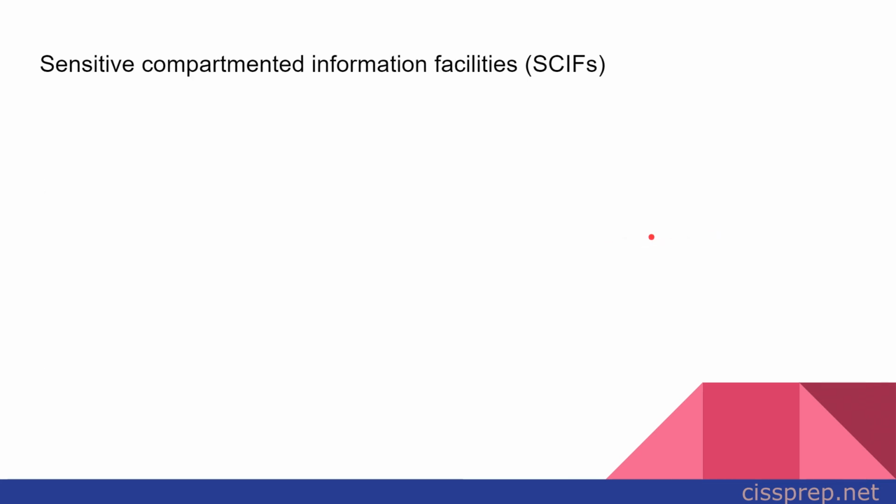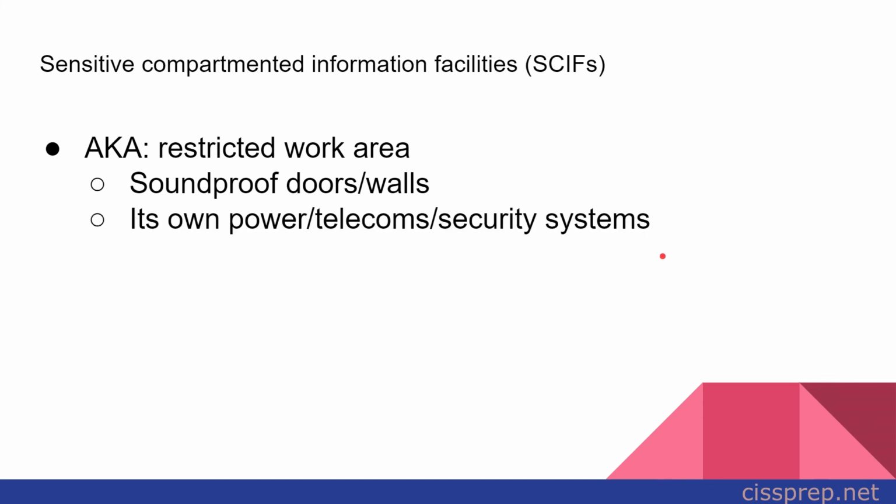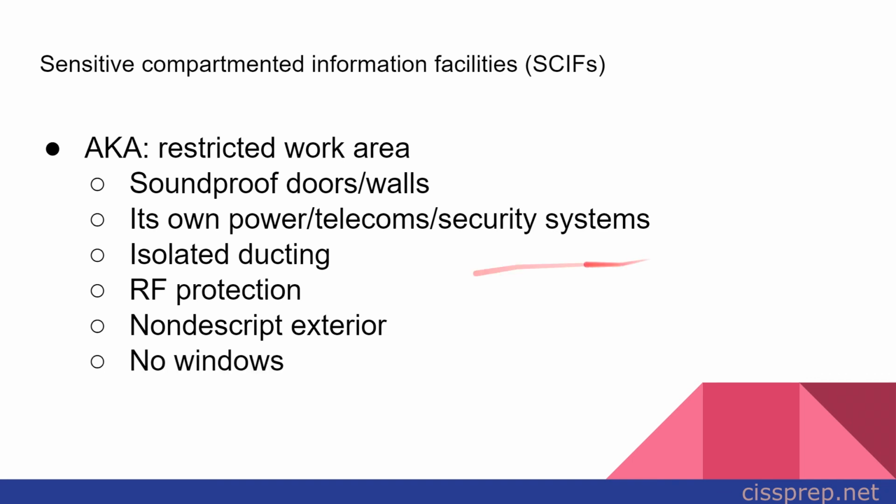Moving on to SCIFs, or Sensitive Compartmented Information Facilities, and this is basically a sophisticated way of saying a restricted work area. And some key differences might be having soundproof doors, or basically a solid core or stronger. Should have its own power and telecommunications connections, as well as security systems that are separate from the enterprise. The rest of this list is pretty self-explanatory. Radio frequency protections might include something like a Faraday cage. They recommend not having windows, and monitoring motion intrusion detection, cameras, things like that.